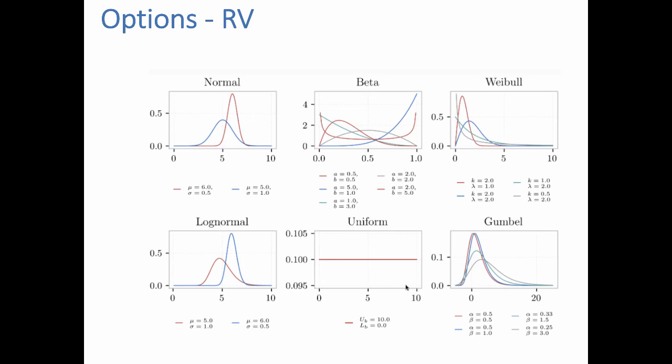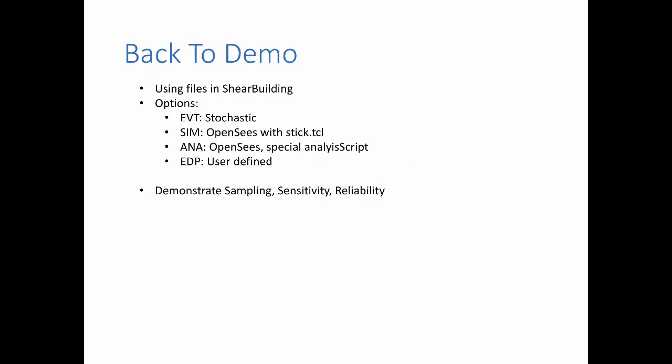The different distributions are normal, beta, Weibull, log normal, uniform, and Gumbel. This slide here just shows you what the different distributions look like with different input parameters. So let us now go back to the demo. In this case, I'm really demonstrating sampling, sensitivity, and reliability methods.